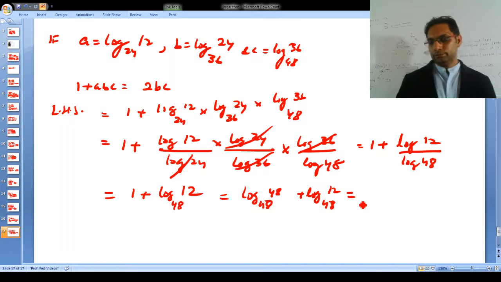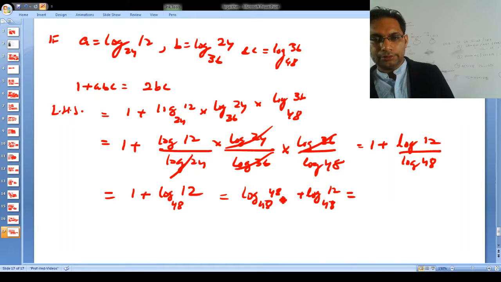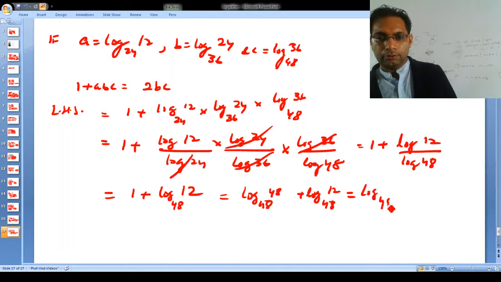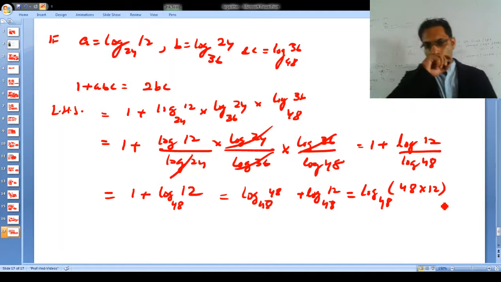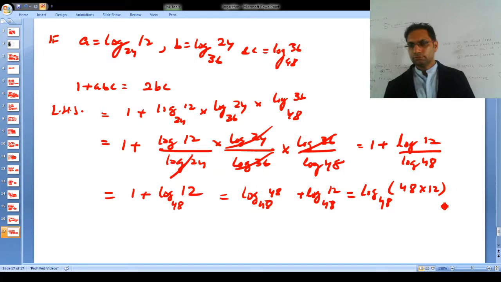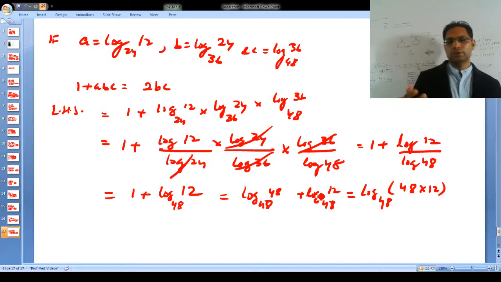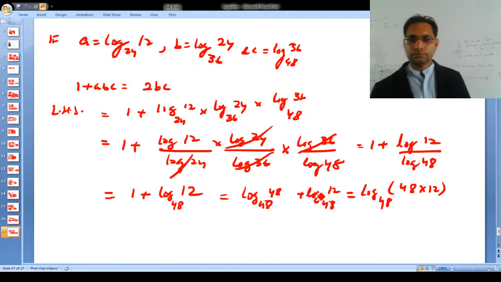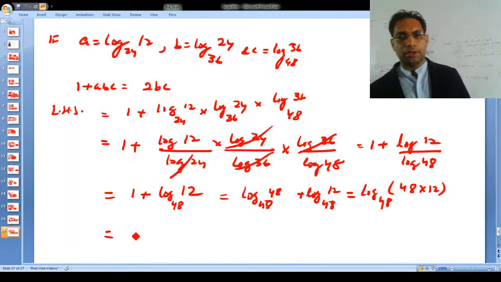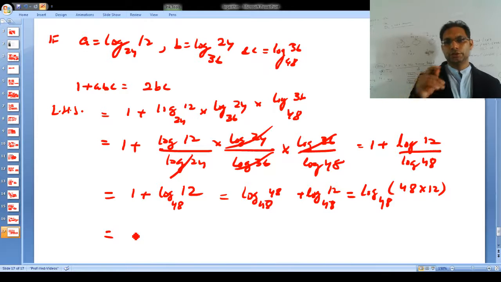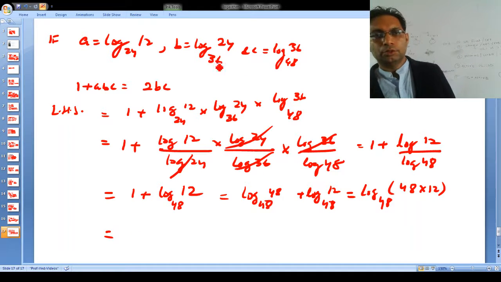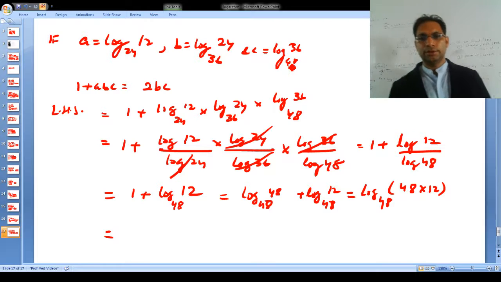Both of these can be written as, if you see, log of 48 into 12. What did we use here? Log m plus log n is equal to log m into n. Awesome, awesome, awesome. But what do we have to prove? We have to prove this is 2 into bc. What is b? b is log 36 base 24. And what is c? Log 36 base 48.